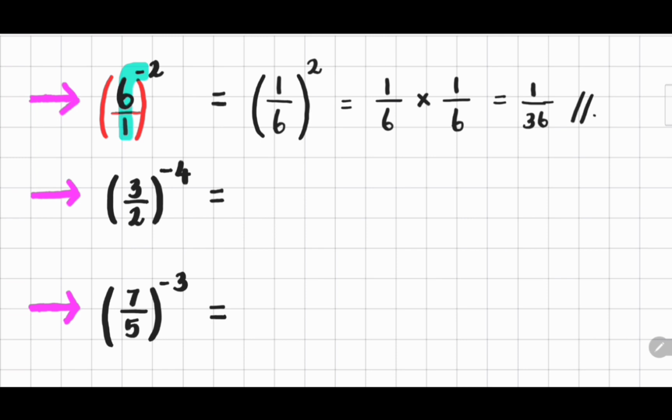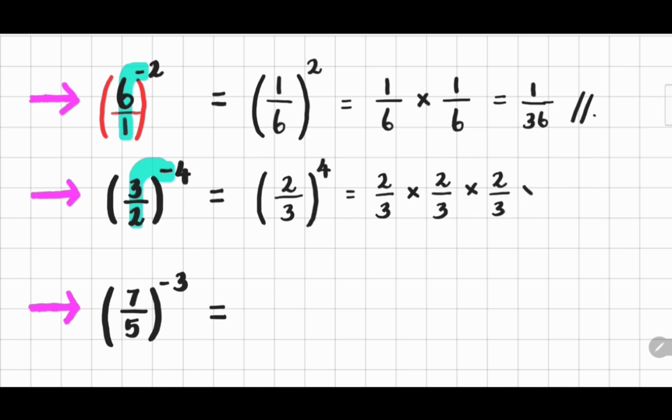Now let's look at (3 by 2) whole power minus 4. First step, give the negative alone to the base. By doing so, it becomes reciprocal. So we get (2 by 3) whole power 4. Step 2. Apply the exponent rule. Step 3. Multiply the numerators and multiply the denominators. We get 16 divided by 81.